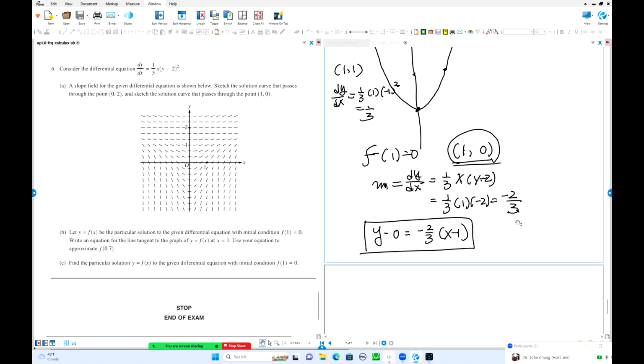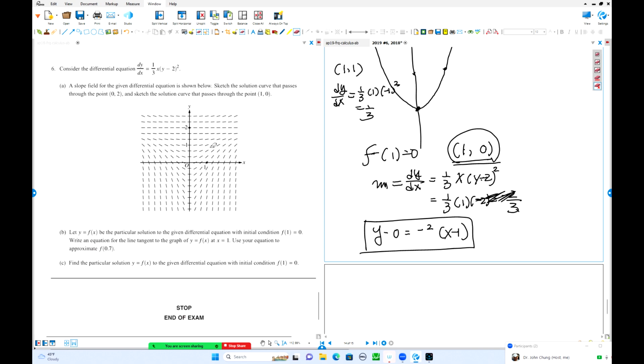Oh, it's 2 squared. I'm sorry. That's y minus 2 squared, okay? That's why you got one negative sign. Generally that is a positive slope, that's why I thought it's weird. So 1/3 times 1, negative 2 with y equals 0 there, negative 2 squared, okay? 4/3, that should be a positive slope.